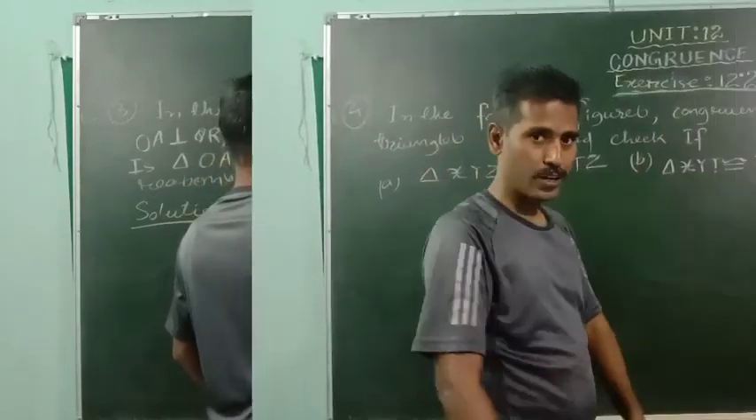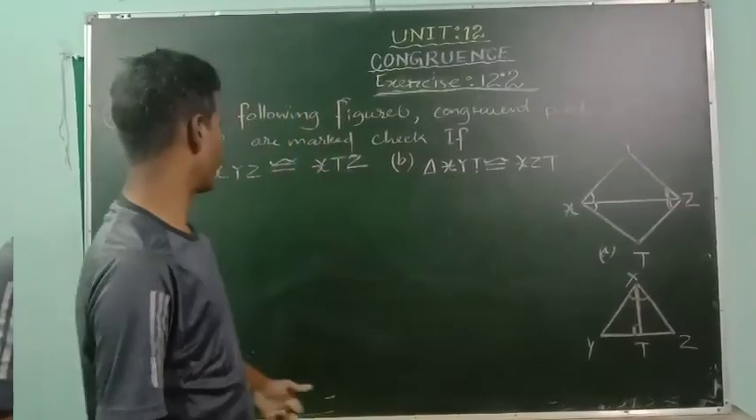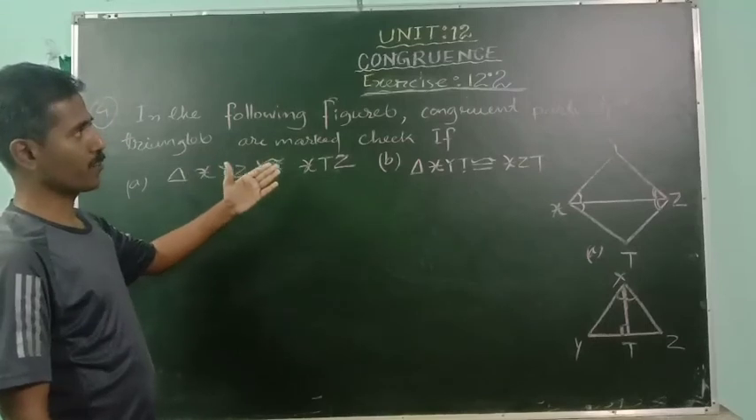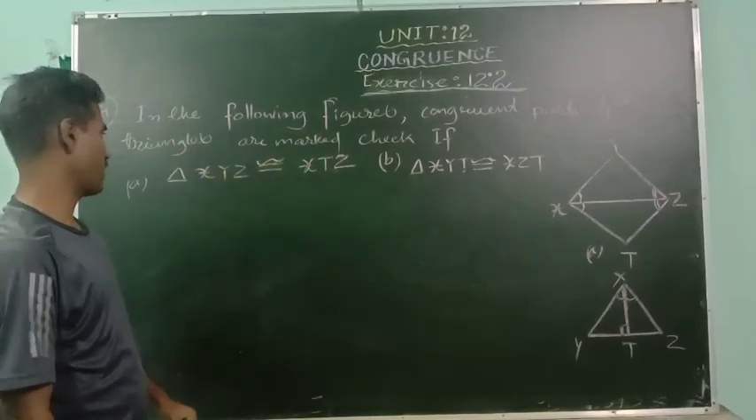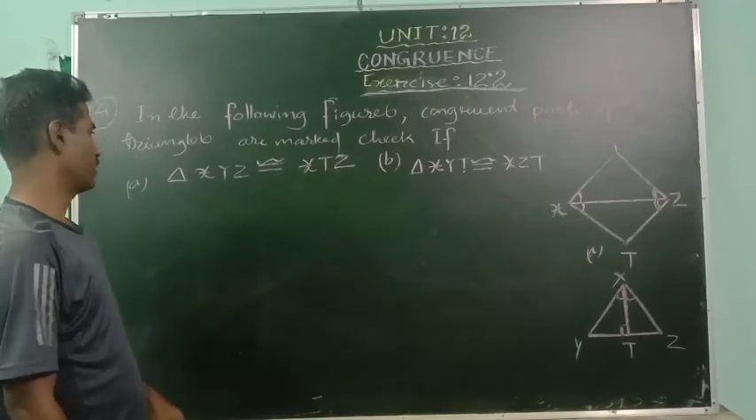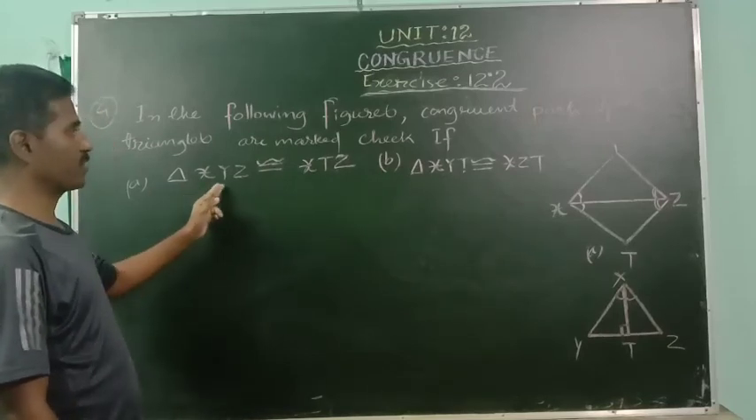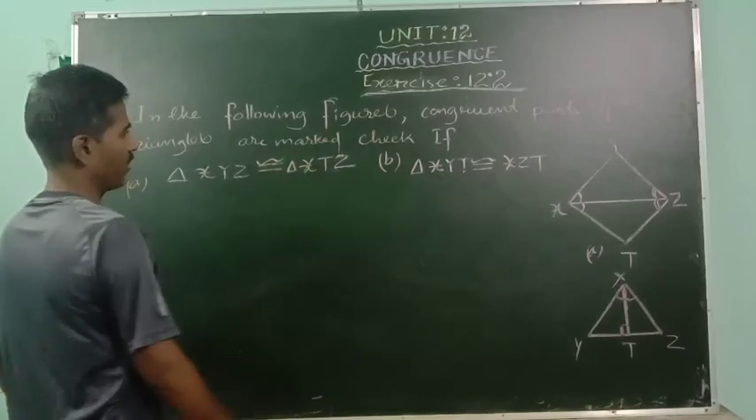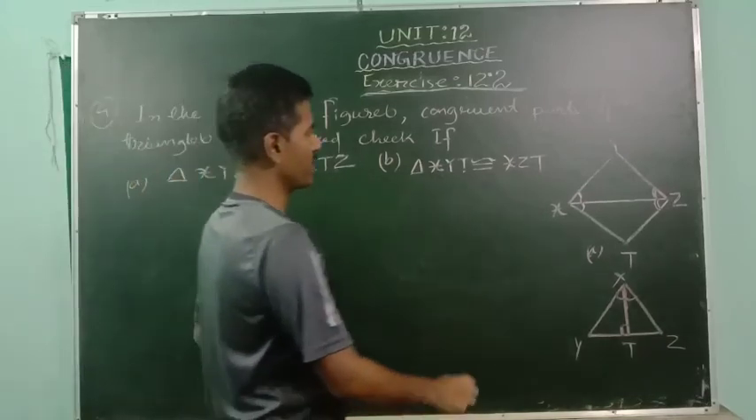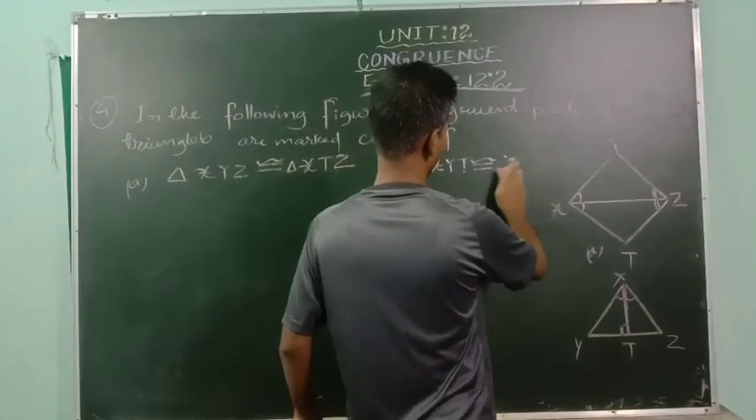Look at the board, question number 4. In the following figures, congruent pairs of the triangles are marked. Check if, sub question A, triangle XYZ is congruent to triangle XTZ, and triangle XYT is congruent to triangle XZT.